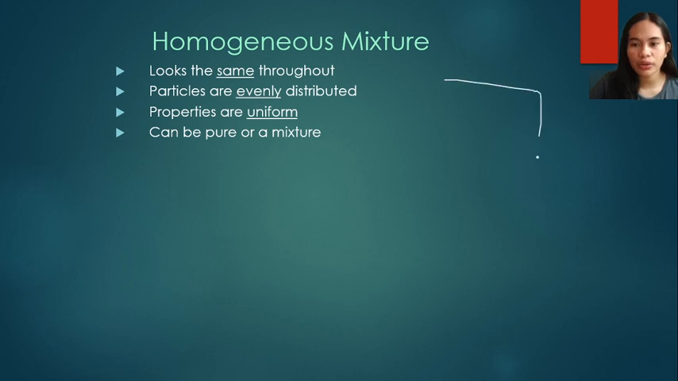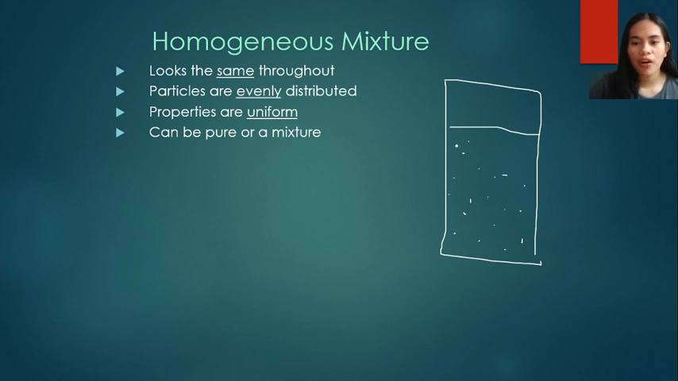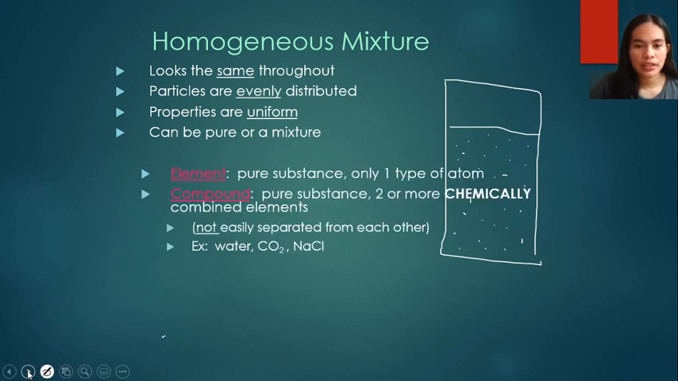Let's have here salt water. This is water and the salt is here. These are the particles of salt water. As you can see, if it's a homogeneous mixture, then the salt water's particles are distributed evenly. In every corner of the glass of water, you will find salt water particles. Okay, so that's it. Let's move to the next.